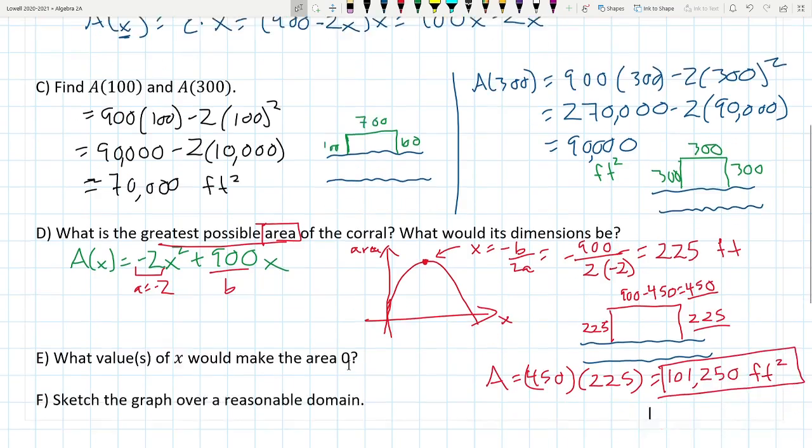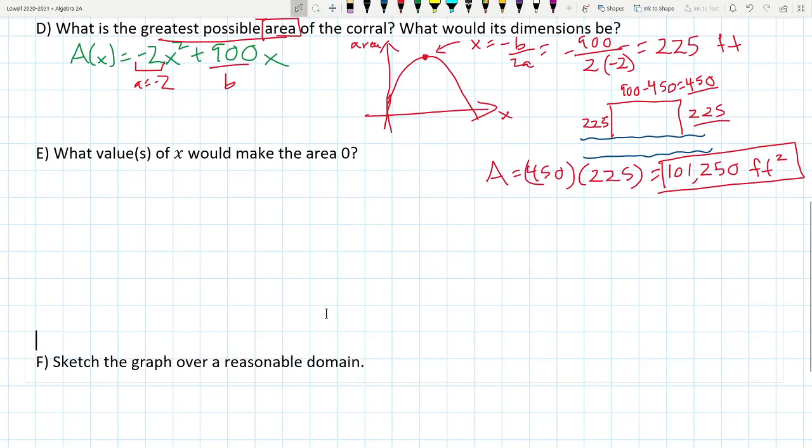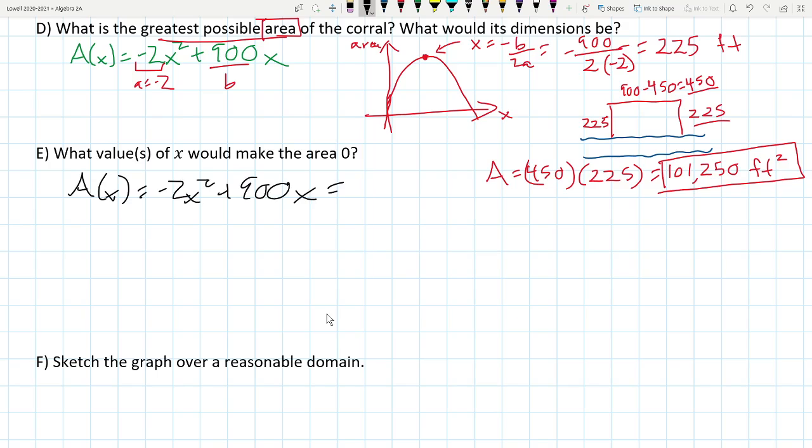We also want to figure out now, when would you have a 0 area? And I want to take a stab at this one purely mathematically, but also from a little bit of a common sense way of thinking. What value of x would make the area 0? Well, if I set this equation, A of x, which equals negative 2x squared plus 900x, equal to 0, we can just solve it using the quadratic formula if we wanted to. But why go through all that trouble? Let's not make our lives too complicated. Let's just solve it by factoring.